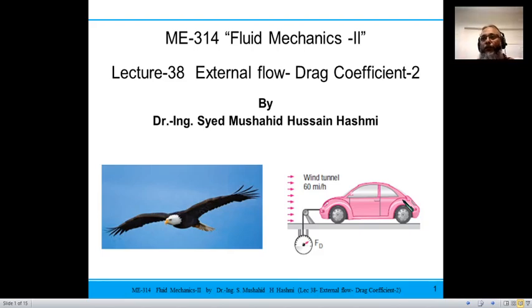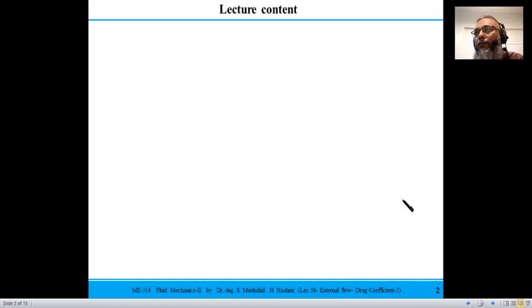This is lecture number 38 of the course ME314 Fluid Mechanics 2, and this is the second lecture of this week. In the last lecture, we saw how to calculate the drag force if we have knowledge of drag coefficients. So we will extend the same thing. We will see different geometries having different drag coefficients.